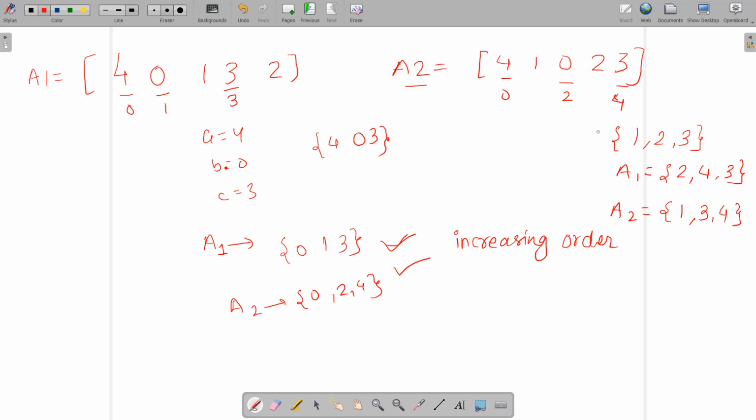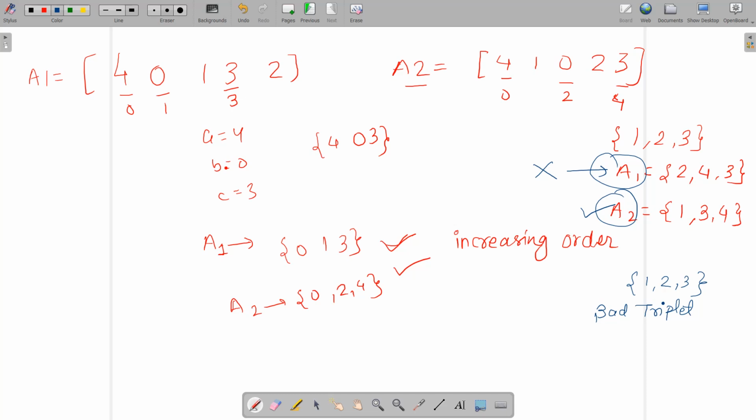Now let's check whether both arrays of indices are in increasing order or not. This one is not in increasing order, this one is in increasing order. But according to the definition of a good triplet, both should be in increasing order. So this 1, 2, 3 is a bad triplet. I think the definition of a good triplet is clear.